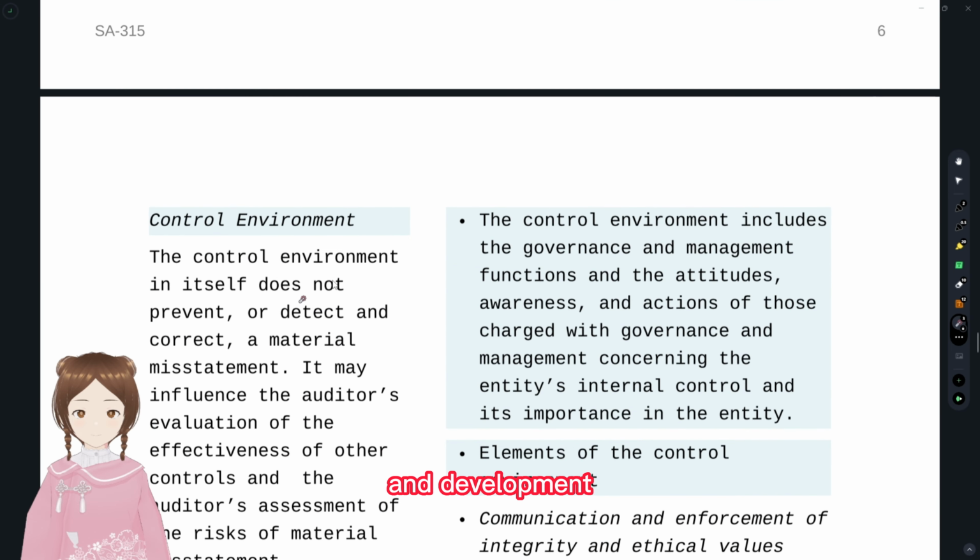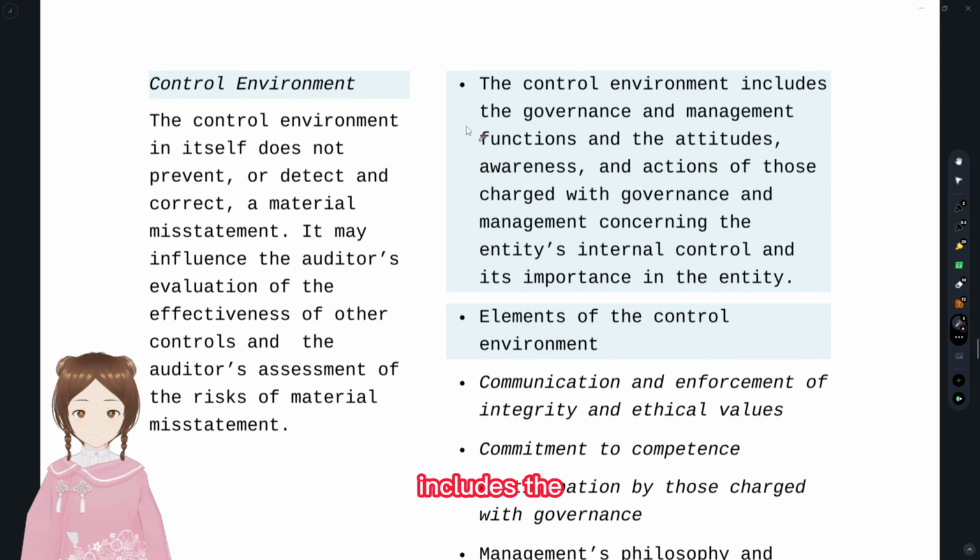And what's control environment? Control environment includes the governance and management functions and the attitudes, awareness, or actions of those charged with governance and management concerning the entity's internal control and their importance in the entity. You see, the soul of the entity, the management philosophy or organization philosophy or values, code of conduct, all the policies and procedures, these all come under the control environment.